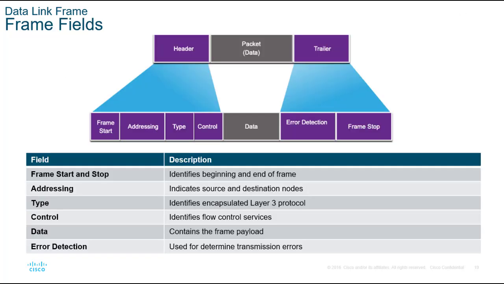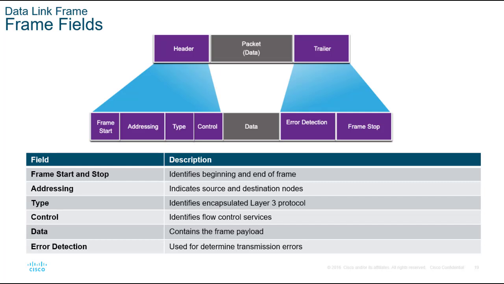Encapsulating upper layer data inside a frame allows Layer 2 control information to be inserted in the header and trailer as values in different fields. This format gives the physical signals that will be placed onto the physical media a structure that is recognizable by other nodes and that can be decoded successfully at the destination. The figure shows generic frame fields that may or may not be used by all Layer 2 protocols.